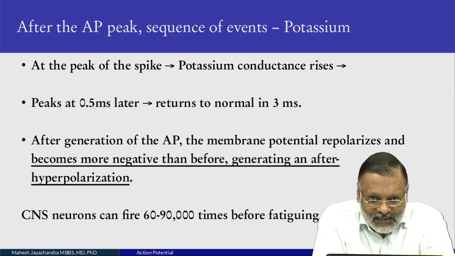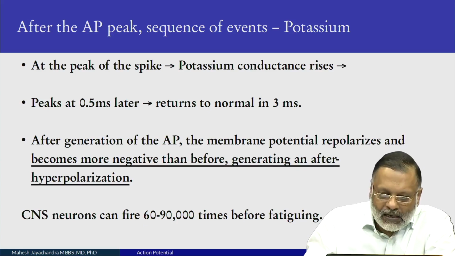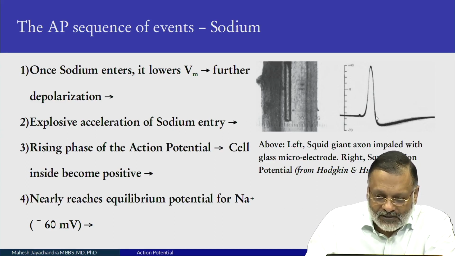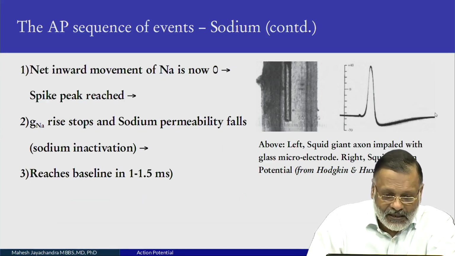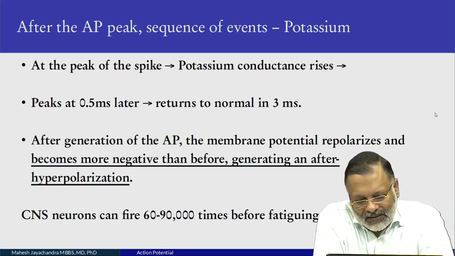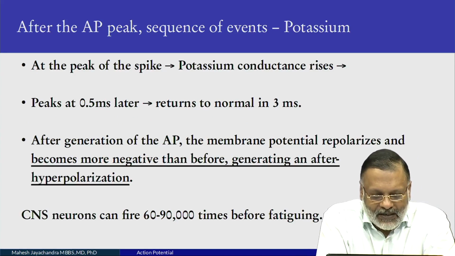After generation of the action potential, the membrane potential repolarizes, becomes more negative, and it goes below 0. So here it comes down and then it goes below 0. This is called hyperpolarization. This is depolarization, this is coming back to normal, and this is hyperpolarization. It's also called an after hyperpolarization because it occurs after the action potential.